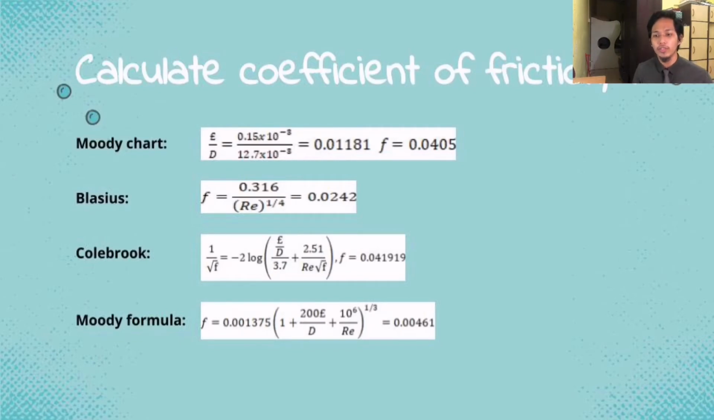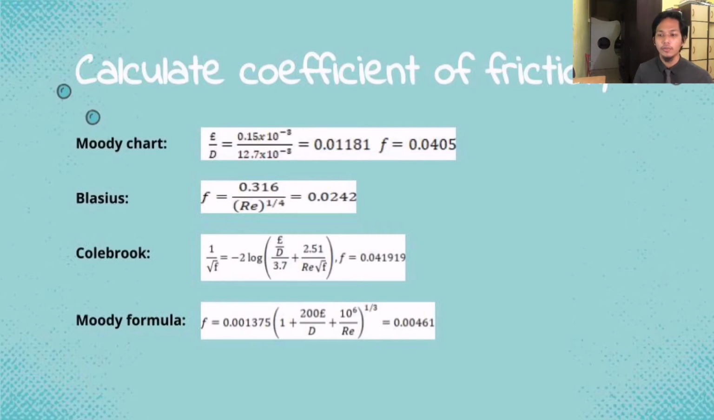Next, we move on to the Blasius formula. For the Blasius formula, the coefficient of friction is equal to 0.316 over Reynolds number to the power of 1/4. So we get the answer for the coefficient of friction by using the Blasius formula, which is 0.0242. And then we move on to the Colebrook formula.